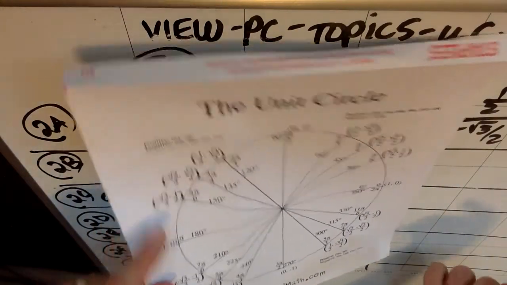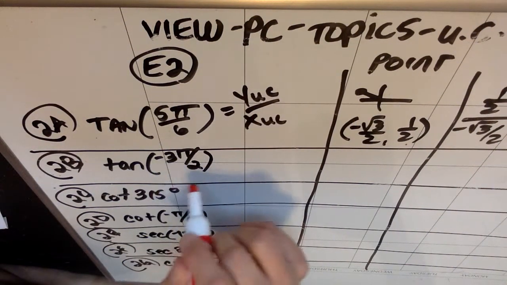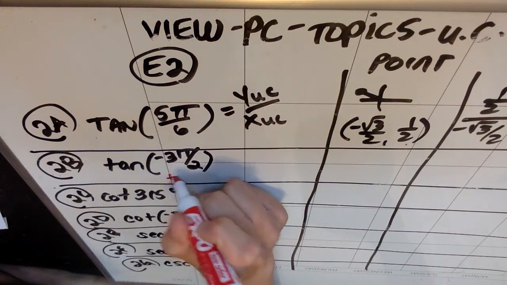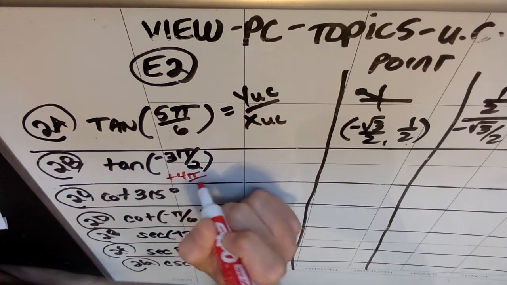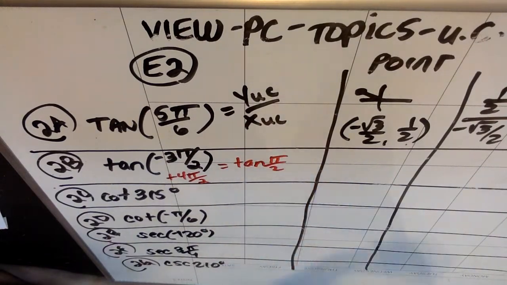The other way to think about it is that you could add a full circle. If you don't like a value that you're given, you can add a full circle to find a coterminal angle. So in this case, I would add 2 pi, which would be 4 pi over 2, and you'll realize that this is the same as the tangent of pi over 2.